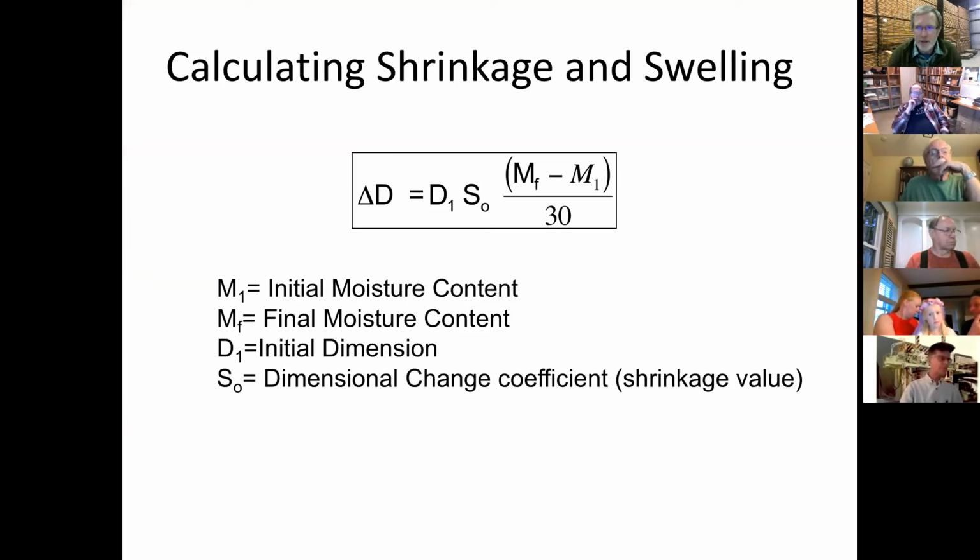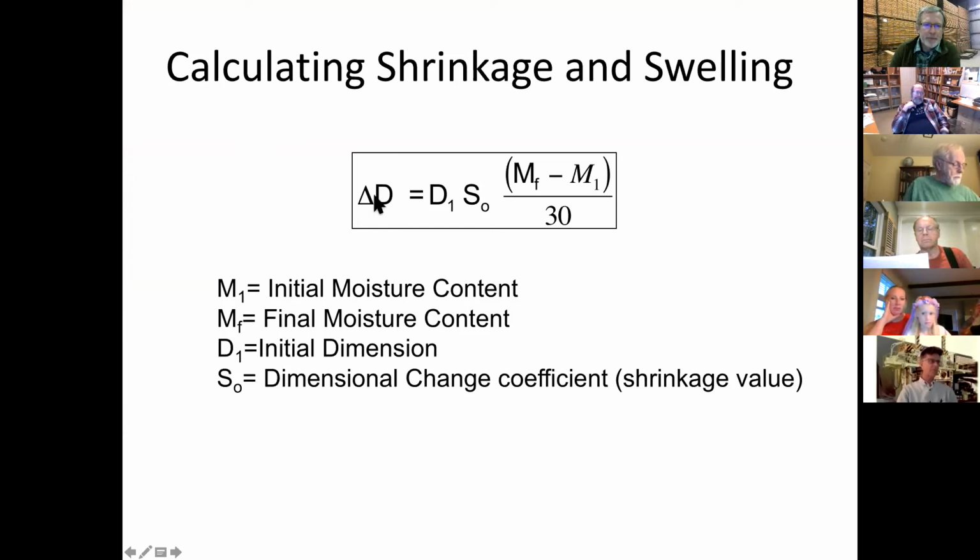So there's a calculation for everything if you're an academic. So here we go. This is straight out of the wood handbook. If I want to know how much my tabletop is going to move, that's delta D. That's how much movement I'm going to have, right? D1 is my original dimension. S sub O is something we call the shrinkage value. The shrinkage value I pull out of the wood handbook. You can look it up online.